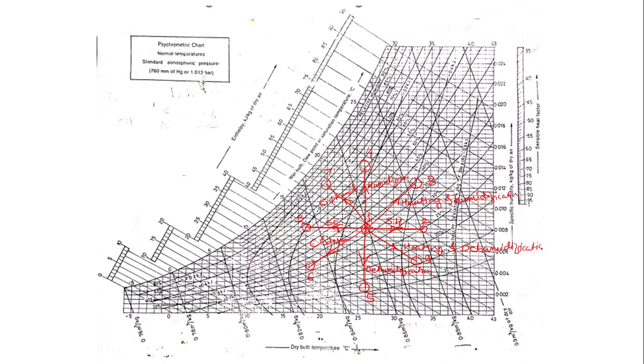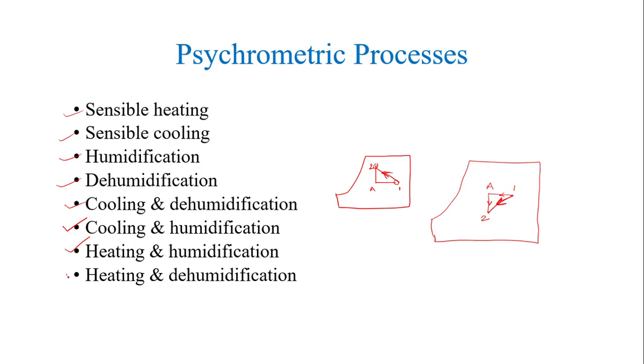So these are the various psychrometric processes which need to be studied for solving the numericals based on air conditioning. Okay, fine. Thank you.